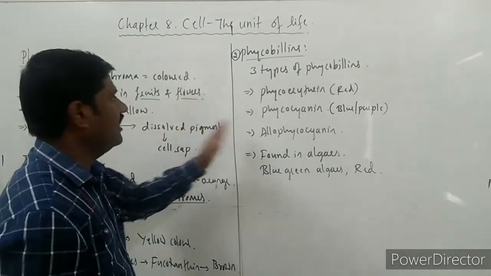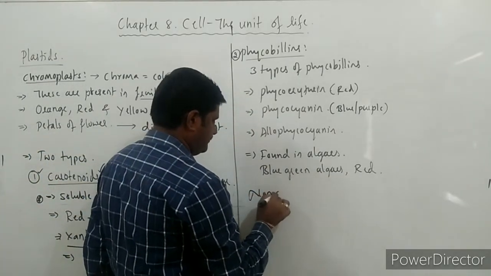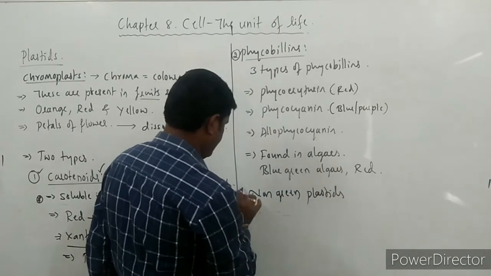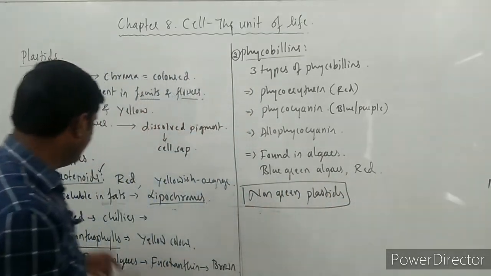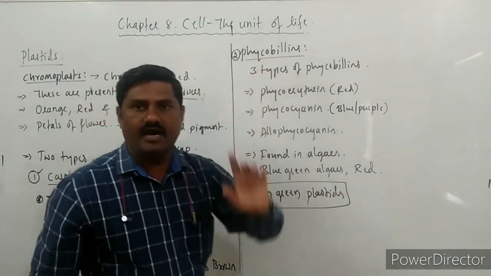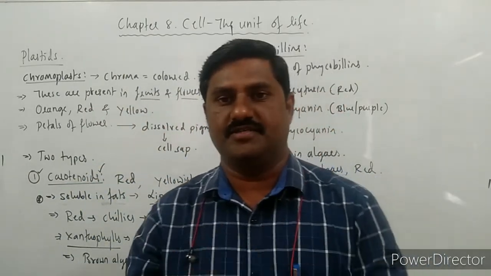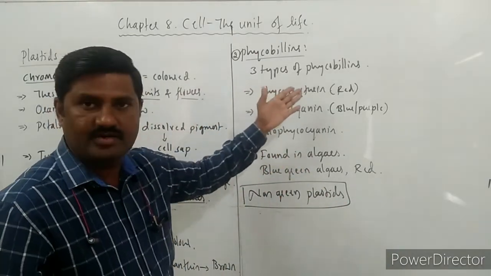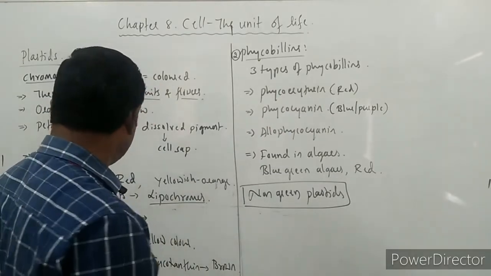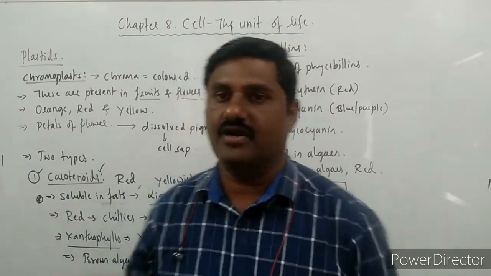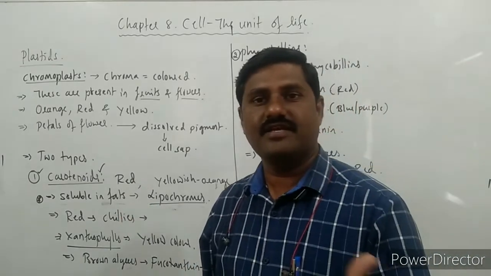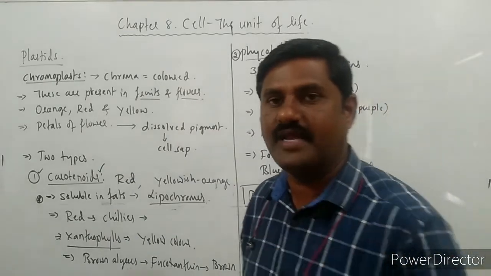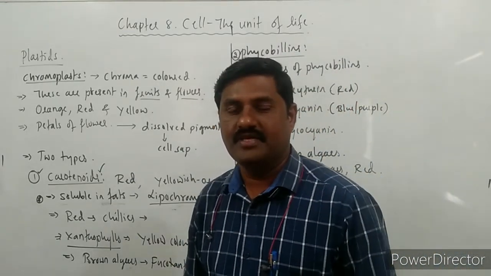And these two types are non-green plastids. Note this point: the carotenoids as well as phycobilins are the non-green plastids. As we already know, these are red colored, blue or violet colored, yellow colored, orange colored, so there is no green color at all. That's why these two types are said to be non-green plastids. Already I have classified them, right?